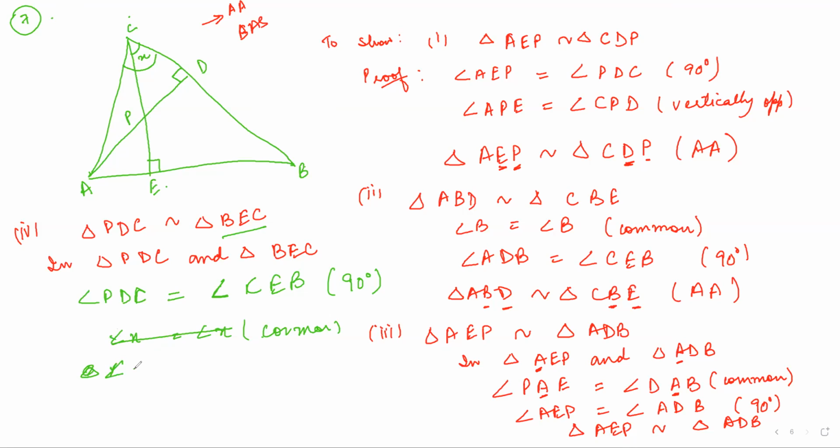See this triangle PDC, so that means angle PCD will be equal to angle ECB, right? Yes, ma'am. So these two triangles are similar by AA criteria.